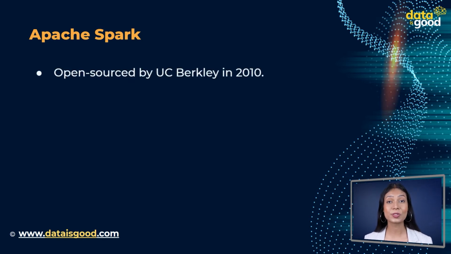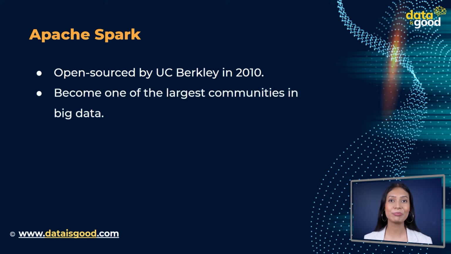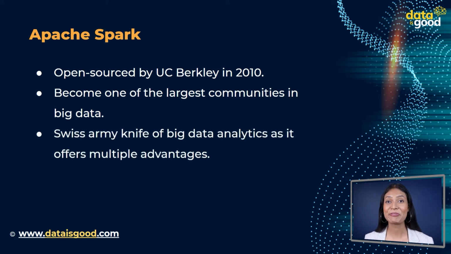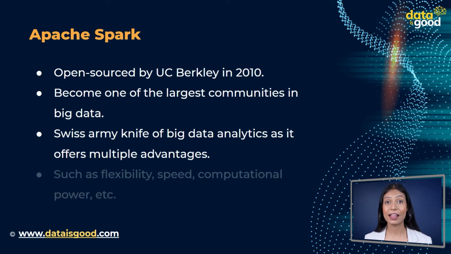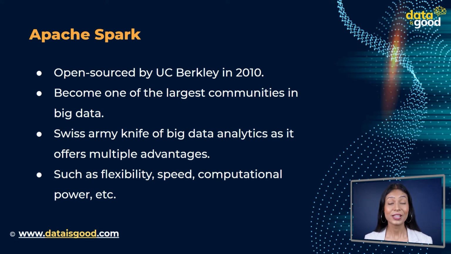Spark was open sourced by UC Berkeley in 2010 and has since become one of the largest communities in big data. It is known as the Swiss Army knife of big data analytics, as it offers multiple advantages like flexibility, speed, computational power, etc. The tools that we have discussed so far are true open source tools. We do not need to pay for them or buy any extra licenses. They have thriving and active communities that maintain and release updates on a regular basis.